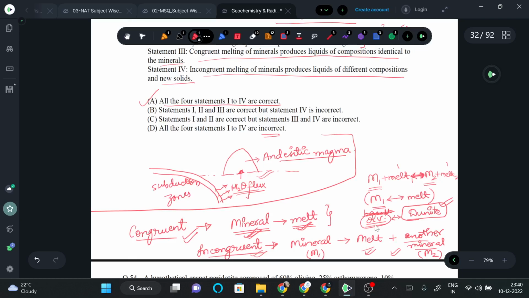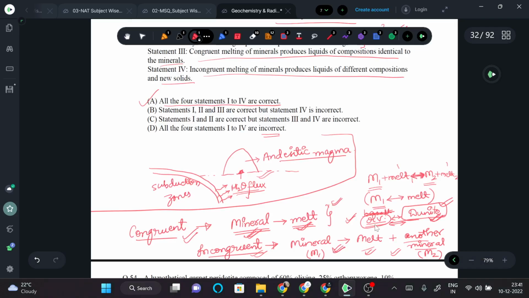Just depending on the pressure temperature condition, if you make pressure temperature such that olivine mineral gets completely melted, it will give dunitic magma. Now if you have dunitic magma and you bring the pressure temperature such that it crystallizes into some mineral, it will give you olivine. So now this is reversible. Reversible can be congruent, and reversible means equilibrium, what I am talking about, equilibrium crystallization or equilibrium melting. Equilibrium melting can be congruent and incongruent both.